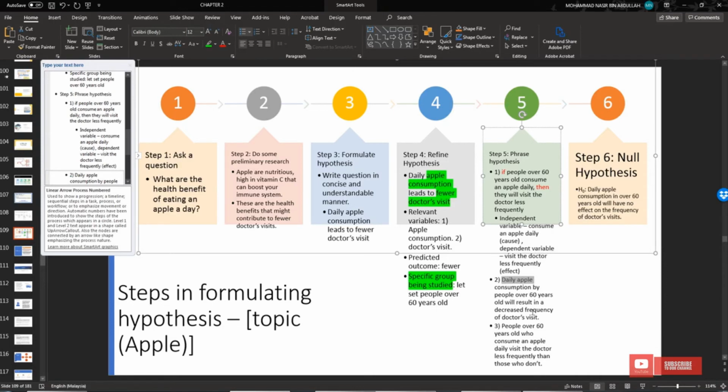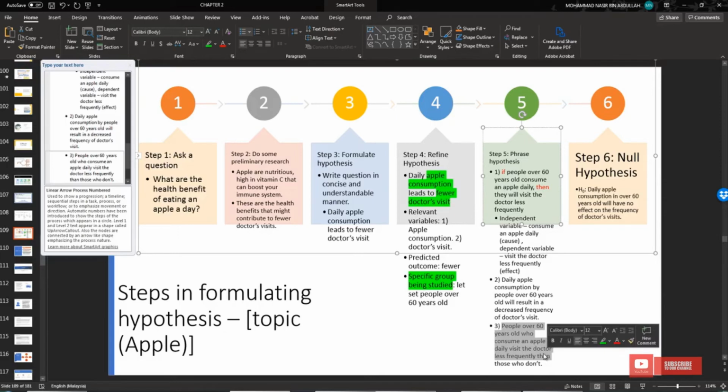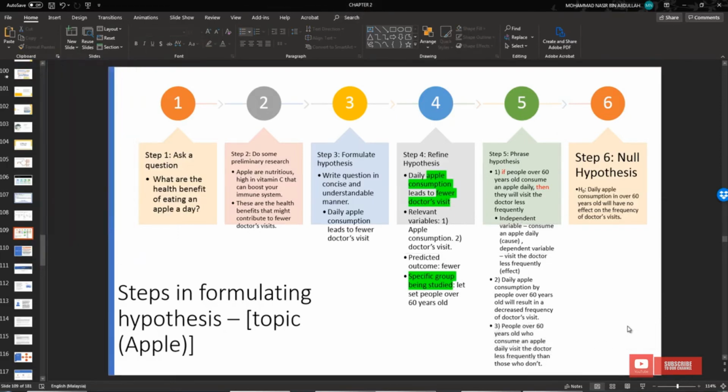So for the second example, for correlation and effect: daily apple consumption by people over 60 years old will result in a decreased frequency of doctor visits. So this is how we rephrase our hypothesis in terms of correlation and cause and effect. For the comparison purpose: people over 60 years old who consume an apple daily visit the doctor less than people who do not consume apples daily, right?